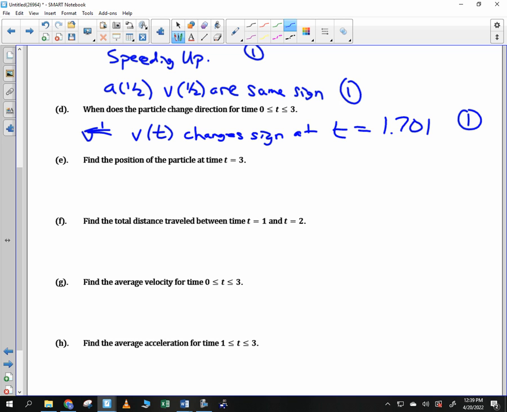Okay, just to be clear, folks, it says from 0 to 3. So we're looking for the interval from 0 to 3. You don't have to have 0. If you got it, great. I want the 1.701. That's what I'm most concerned about.